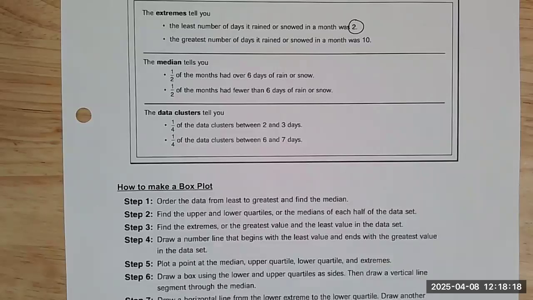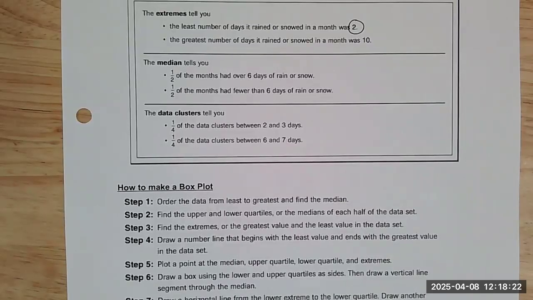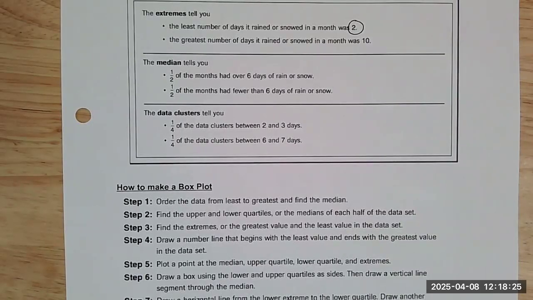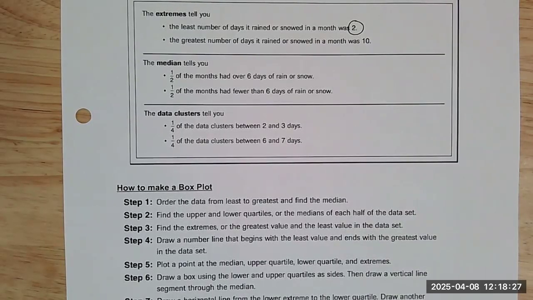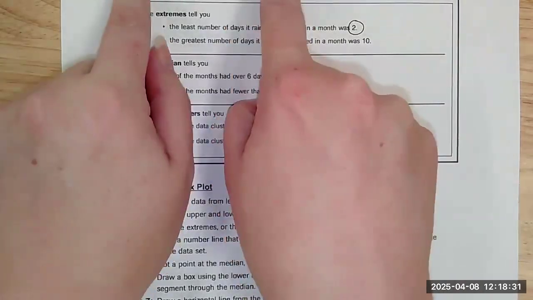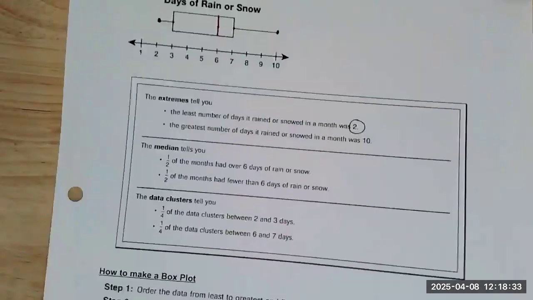Oh, sorry, that's a vertical line. Jen's saying that backwards. Sorry. Draw a horizontal line from the lower extreme to the lower quartile. Draw another horizontal line from the upper quartile to the upper extreme. Those are the whiskers. The horizontal lines are your whiskers. Okay. So that would be steps if you had to make one.